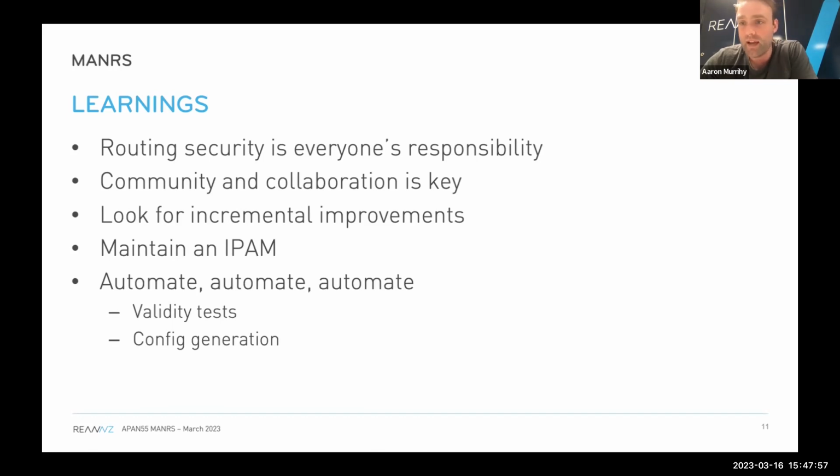You need a data store in order to build all of your automation off. And automate, generate configuration. No one wants to handcraft routing policy. It's prone to failure and it's prone to getting out of date. So automate validity tests and config generation.